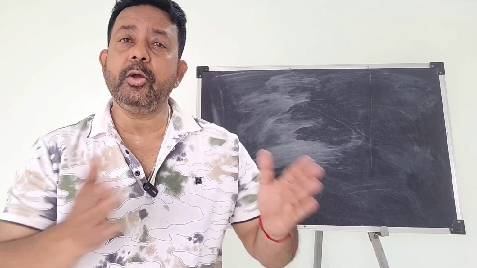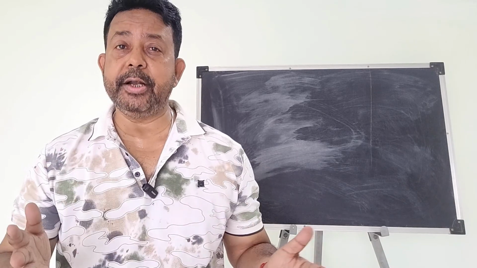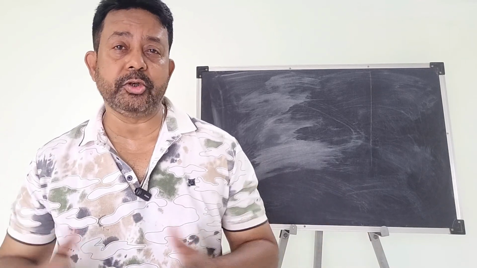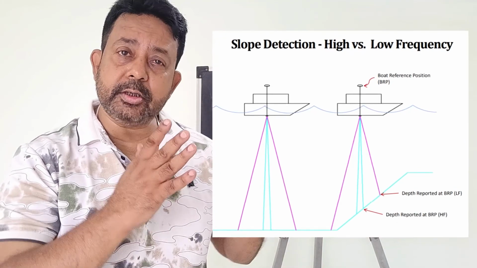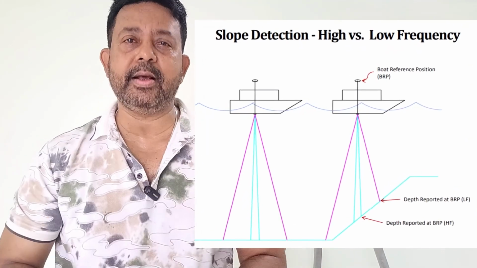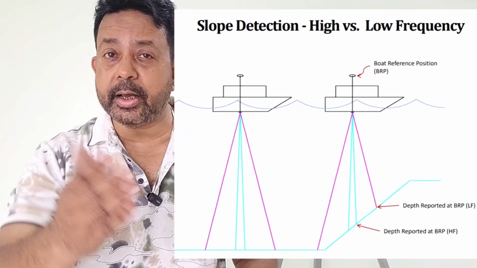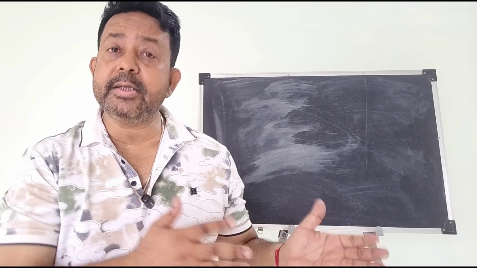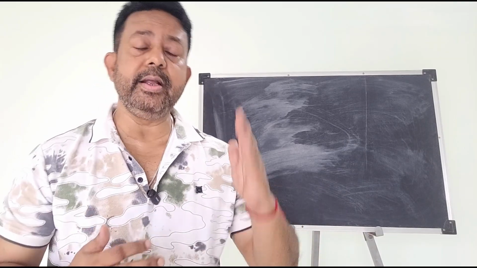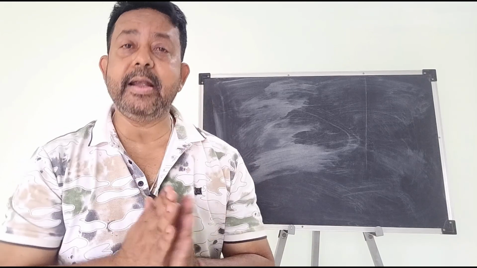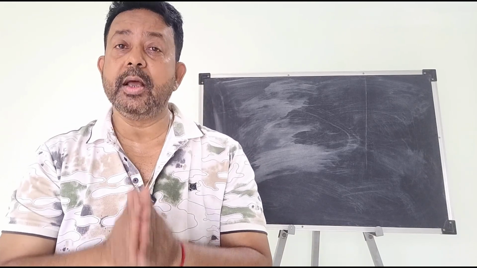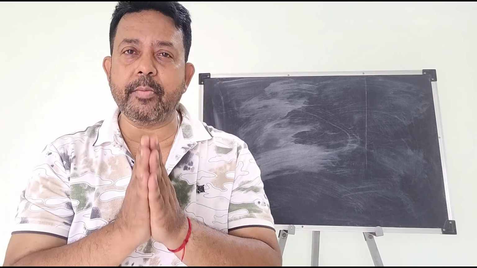Similarly, while surveying close to a vertical structure like a jetty or a platform structure, the outer perimeter of the transmitted beam ensonifies the vertical structure and thus returns with the erroneous depth. So in this kind of cases, where we have to survey near a vertical structure or a slanted seabed, we must use the higher frequency and the narrower beam transducer.